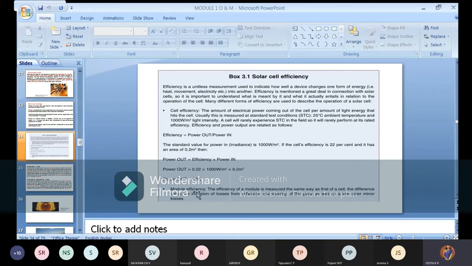Next, module efficiency. The efficiency of a module is measured the same way as that of a cell. The difference being the inclusion of losses from reflection and shading of the glass as well as a few other minor losses. So each cell produces 44 watt. But a module is a complete package. Complete package means you'll have a number of cells bound in one module, and the output will not be exactly the same as the sum of the individual cells. Of course, when you say it is a module, definitely the losses will be there. Then as I was saying, reflection will be there, and shading.